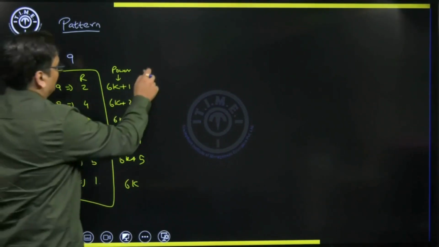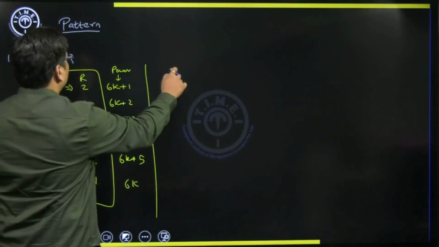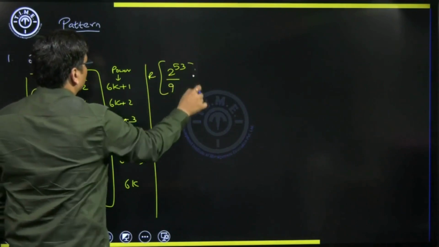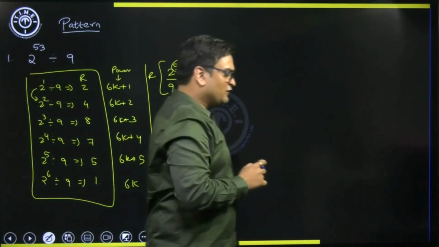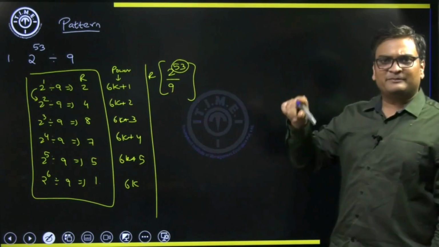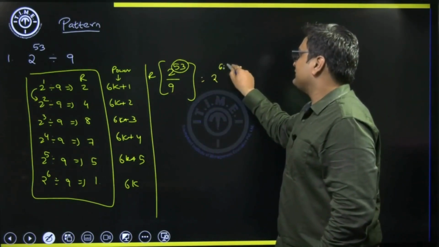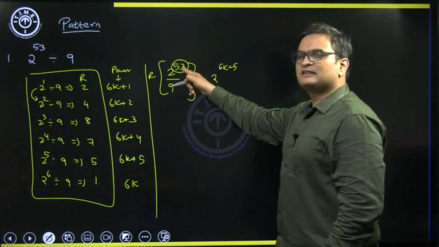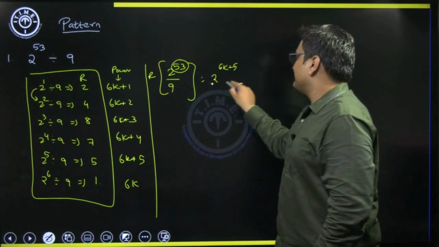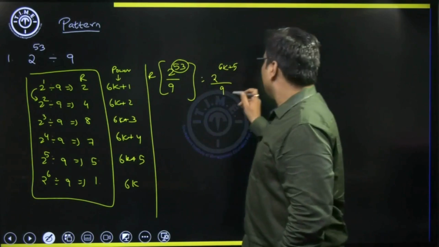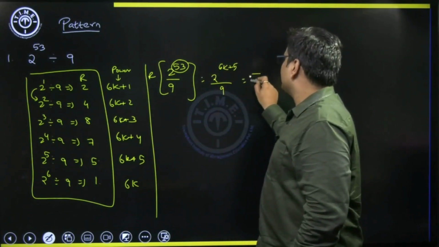Now finally the question. What was the question? 2 to the power 53 divided by 9. What is the remainder? Now look at the power here, 53. What form is it? Is it 6k plus 1 or plus 2 or plus 3? If you notice, this is 2 to the power 6k plus 5. 6 into 8, 48 plus 5, divided by 9. So if the power is 6k plus 5, my remainder should be 5. So here we will get the remainder as 5.